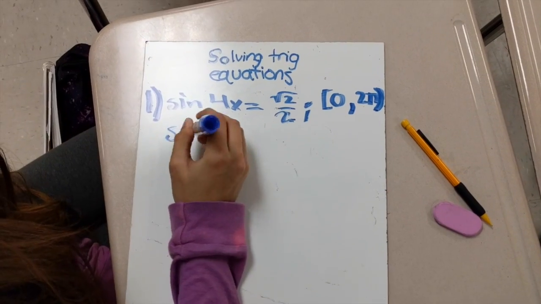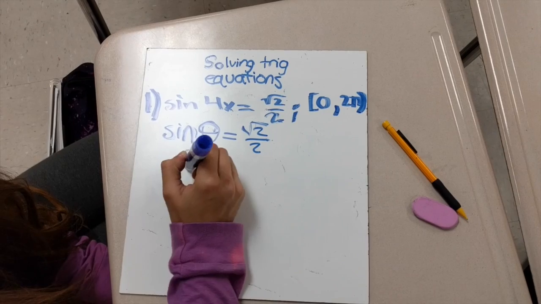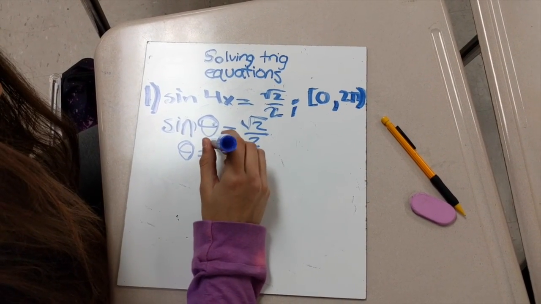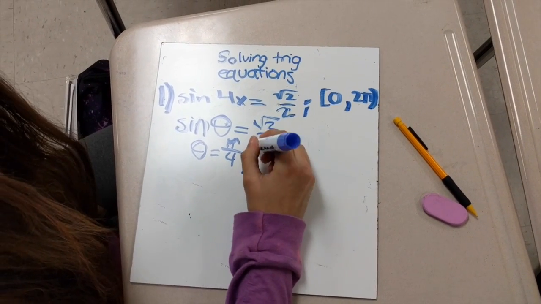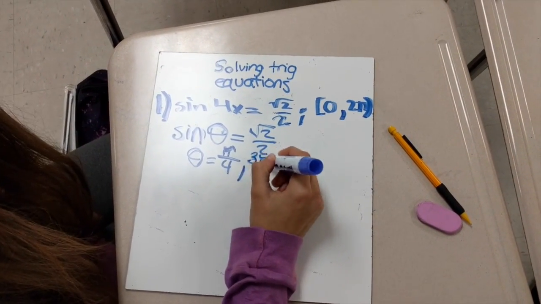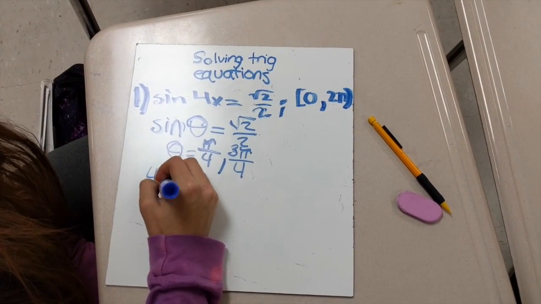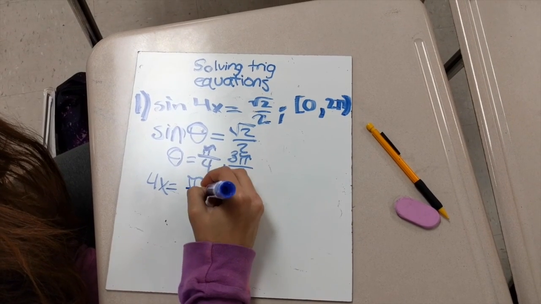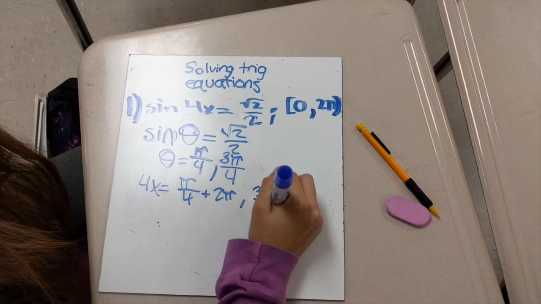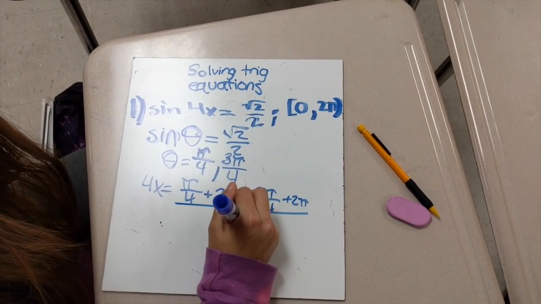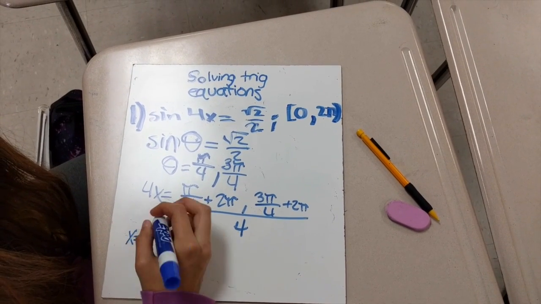So for this problem, we're doing sine of 4x equals square root of 2 over 2. And first we're going to say that sine of theta equals square root of 2 over 2. So that means that theta has to equal pi over 4 and 3 pi over 4. So now we're saying 4x equals pi over 4 plus 2 pi, and 3 pi over 4 plus 2 pi, because it's 4x.